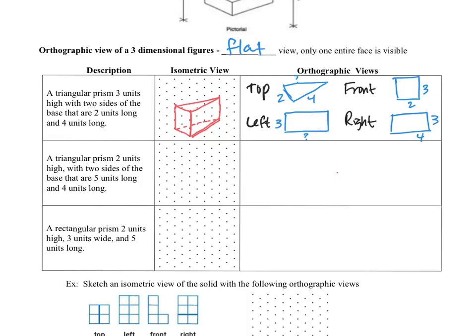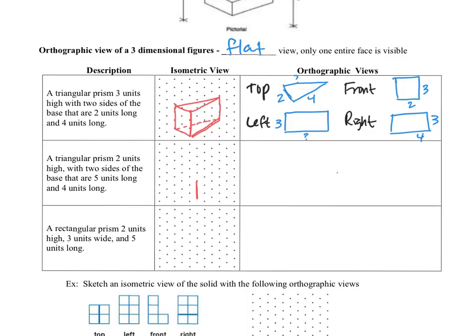All right, so let's go ahead and take a look at the next one. We're going to draw another triangular prism. This one is 2 units high with 2 sides of the base that are 5 units long and 4 units long. So we want to start kind of in the middle and kind of low. Let's make our 2 units high right here. So that's 2 units high.